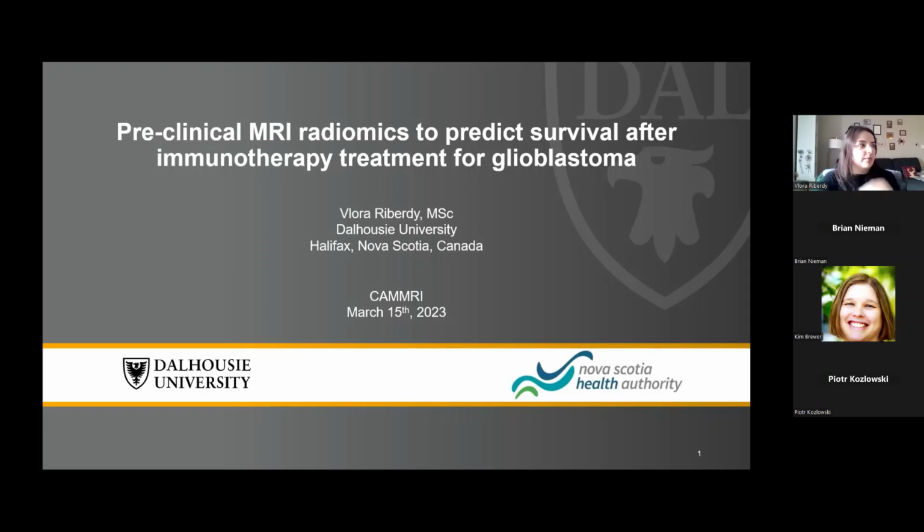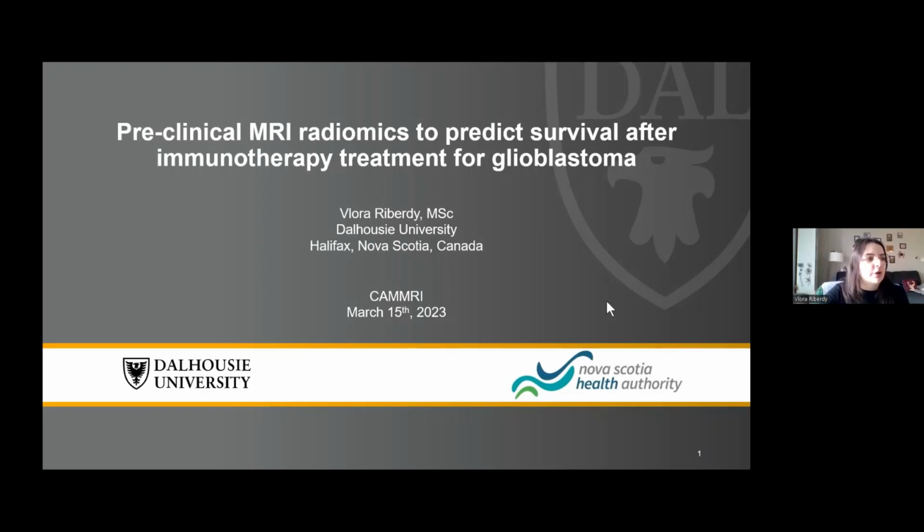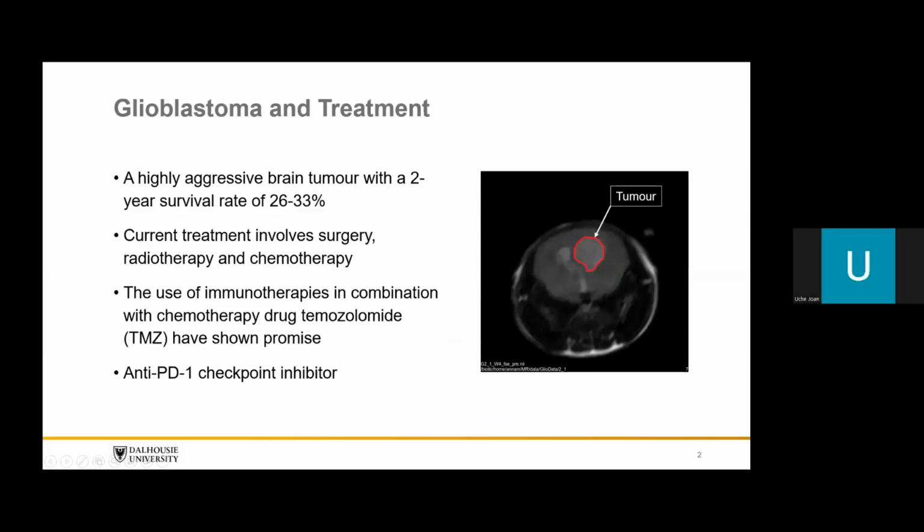Be talking about my project using preclinical MR radiomics and machine learning to predict survival for glioblastoma immunotherapy treatment. So just a little bit about glioblastoma and this treatment. Kim went over this a little bit earlier. It's a highly aggressive brain tumor with a very low 2-year survival rate. Current treatment involves surgery followed by radiotherapy and/or chemotherapy.